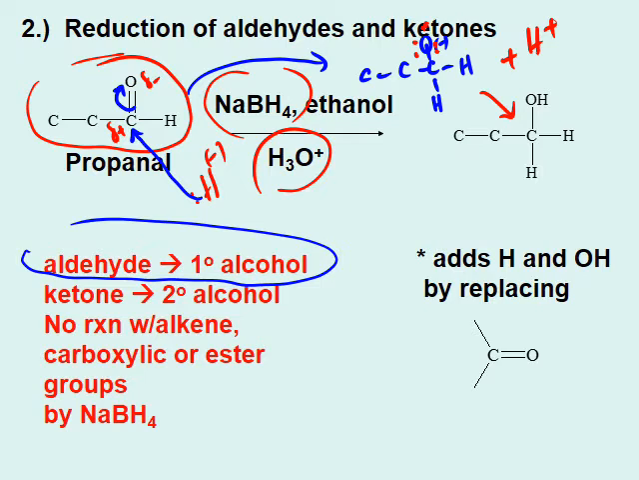This is 1 degree alcohol because the carbon that holds that OH group is 1 degree because it's attached to one other carbon. This is one other carbon, so this is 1 degree. So aldehyde gives 1 degree alcohol. If you use ketone, you get 2 degree alcohol. But keep in mind, for carboxylic acid or ester, there is no reaction with sodium borohydride. So sodium borohydride only reacts with aldehyde and ketone because it's a milder reducing agent.